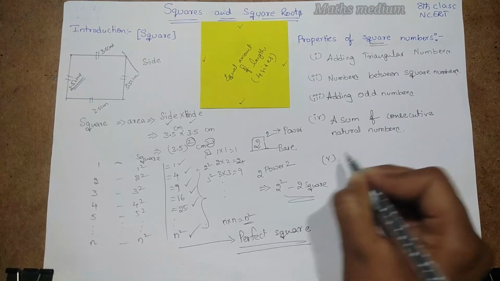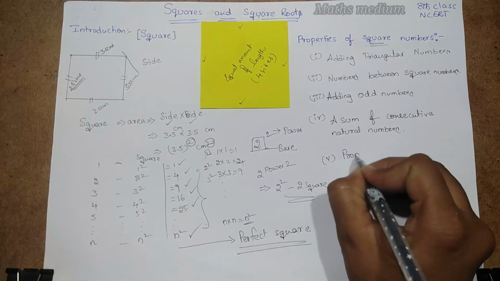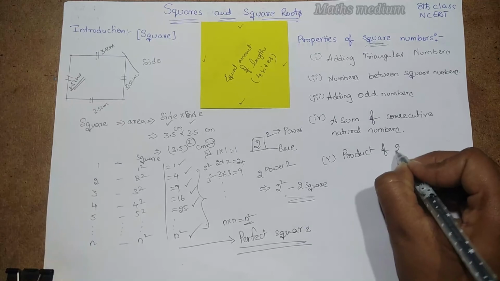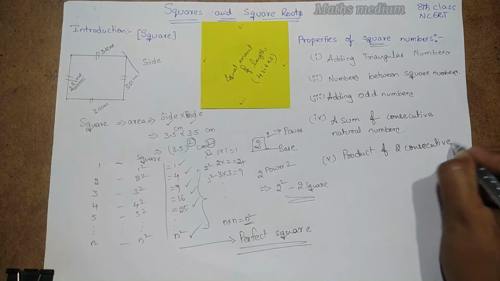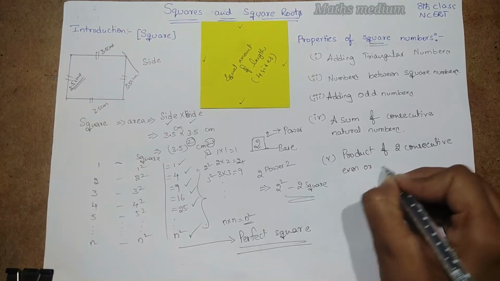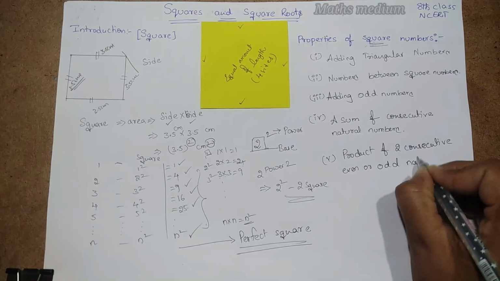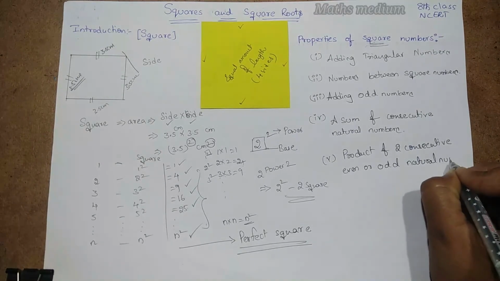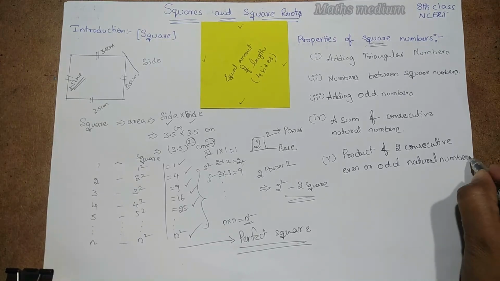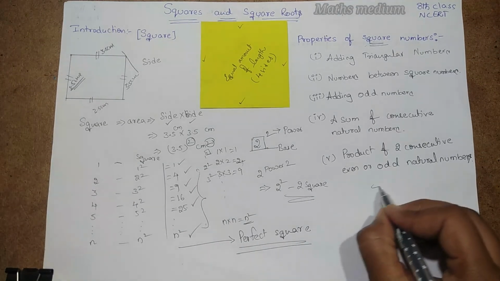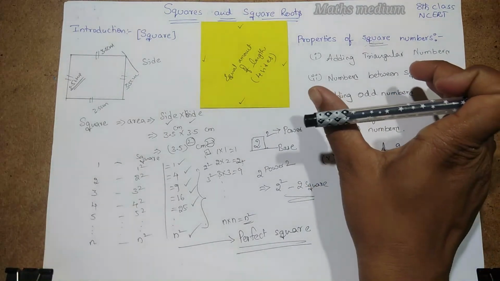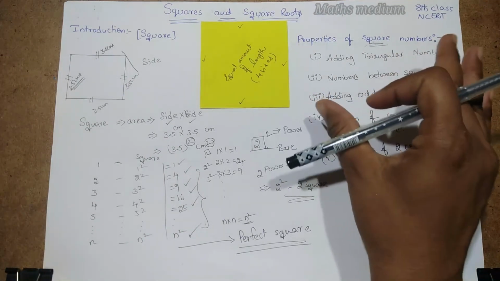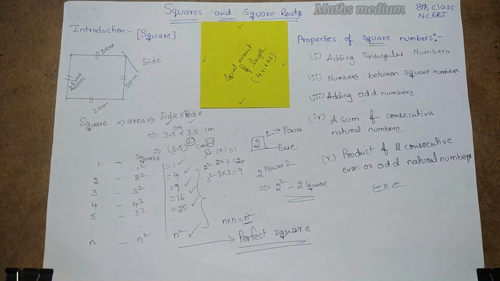And finally, the fifth one is the product of two consecutive even or odd natural numbers. These are the properties of square numbers that we generally use. In later sessions we are going to solve problems by using the properties of square numbers. So this is about the introduction of the square and its properties.